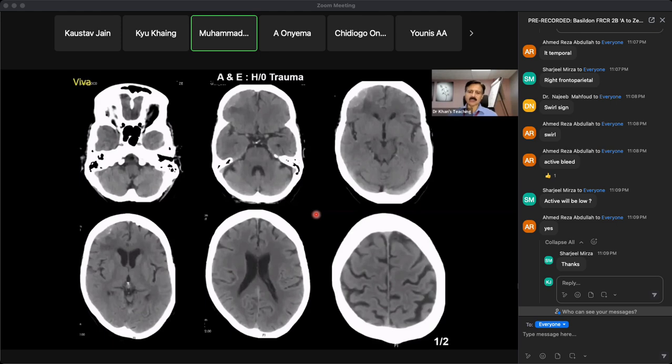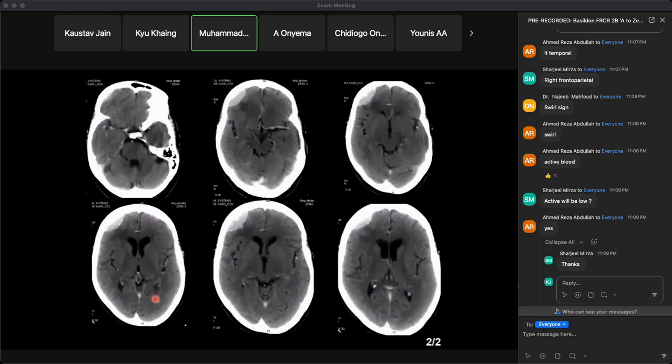And look at this slice. Does anything come to your mind? There is some calcification at the periphery of it as well. How do you explain that? It's an old collection with some infection, or maybe some. What do you think this is?